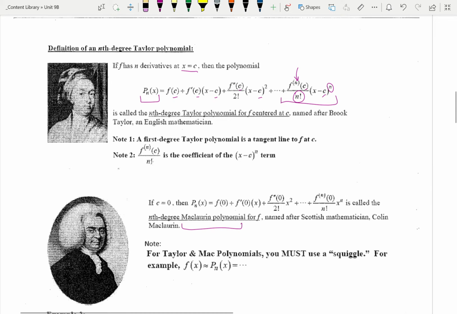Also make sure, this is pretty important, that we never put an equal sign between the actual function and the polynomial, because the polynomial is not equal to the function. It is just an approximation, whether it's a local linear approximation or a local quadratic approximation or a local cubic approximation, whatever degree you get to, no matter how many degrees you go to, it's always going to be an approximation. Do not put an equal sign between the two.